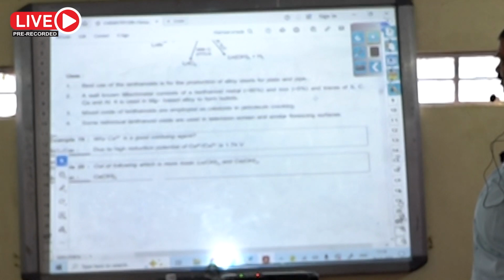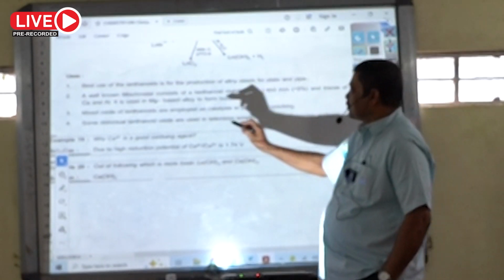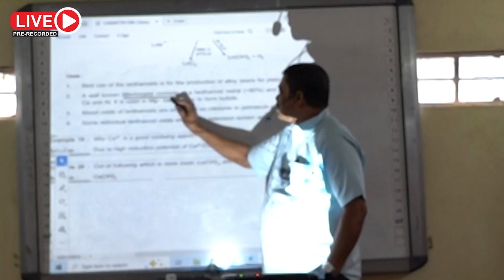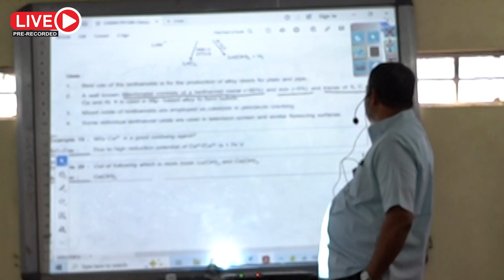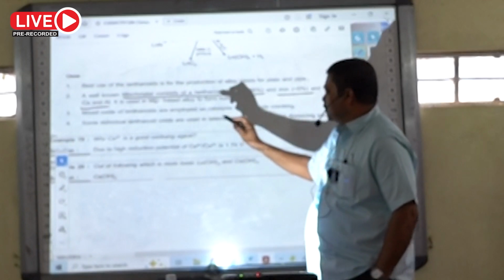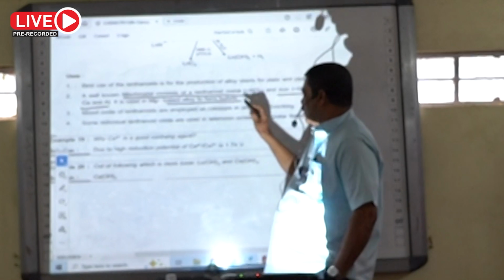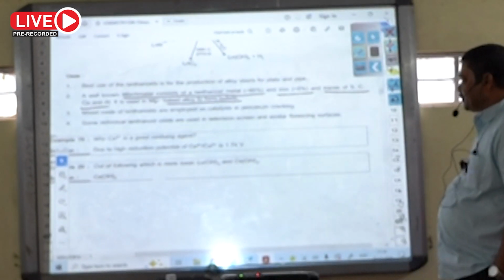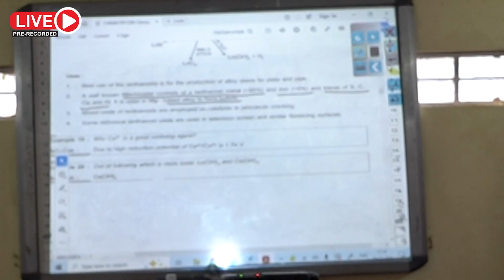Second point, an alloy of lanthanoids called mixed metal. Iron 5%, traces of sulfur, carbon, calcium and aluminum. It is used in magnesium based alloy to form bullets. That point is very important.